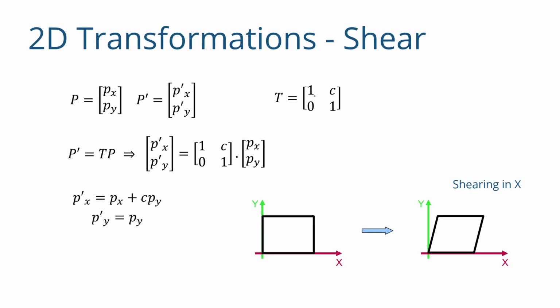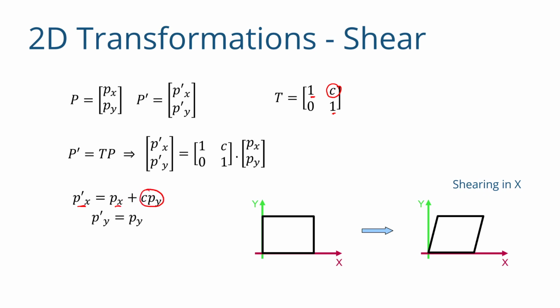Okay, so what happens if I have ones in the diagonal and non-zero off diagonal terms? So scaling was the opposite. It was non-zero diagonal and 0 off diagonal. Now we have ones in the diagonal, so the diagonals reproduce the same point, but we have non-zero off diagonal terms. So suppose you have this c here, okay, in the upper right, then you can see that p prime x turns out to be px plus c times y.